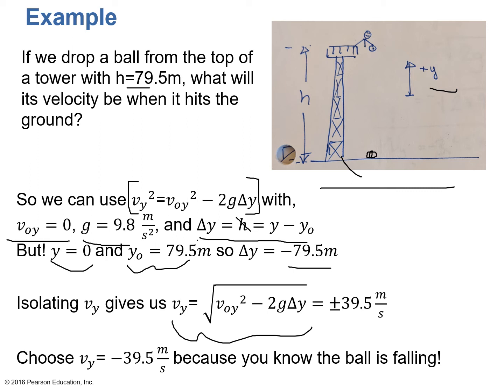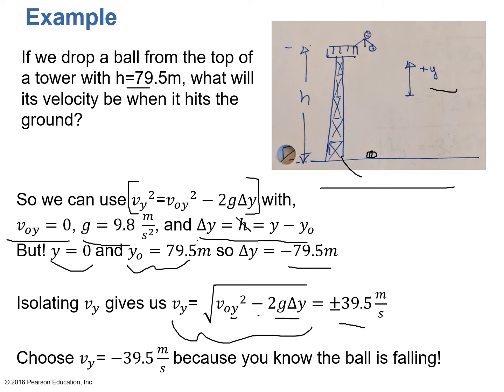Inside the radical, under the square root symbol, I have v sub naught sub y squared minus 2 times g times delta y. Delta y is going to be a negative number, so these two negatives are going to cancel out. It's worth getting your calculator out, plugging these numbers in, and running it through, and you'll see that when I take the square root of the number that was underneath that radical, I'm going to get plus or minus 39.5 meters per second.